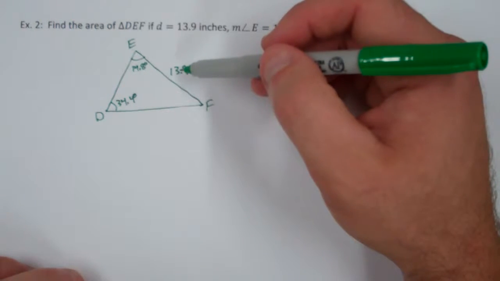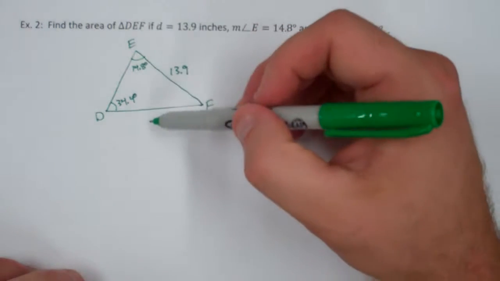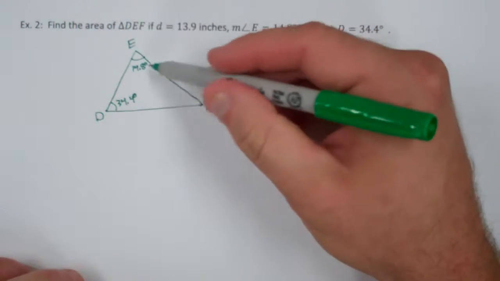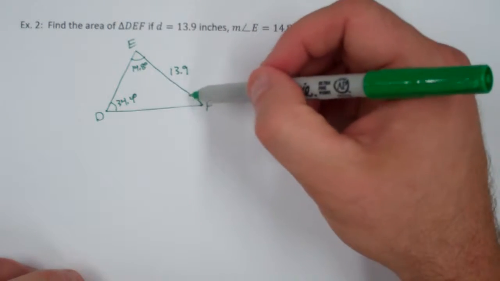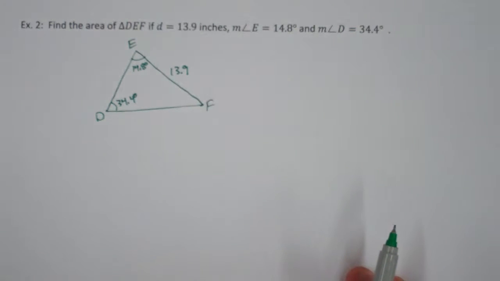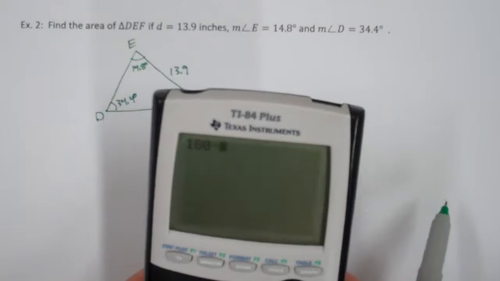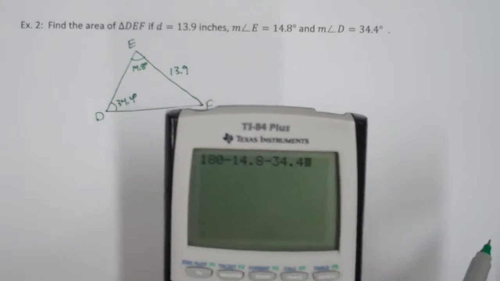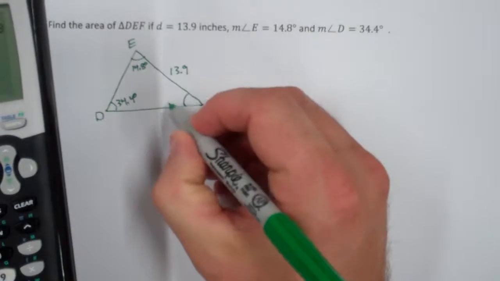So what we could do here is we could do really a few things. If we found E here, we could also find F pretty easily using our triangle sum theorem, 180 degrees for all three angles. And then we could do our area formula with sine. So let's find that angle real quick, and then we will see if we can find side E. So we'll take 180 minus 14.8 minus 34.4, and that's 130.8.